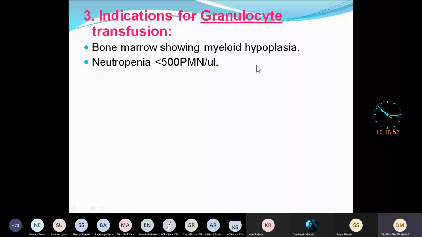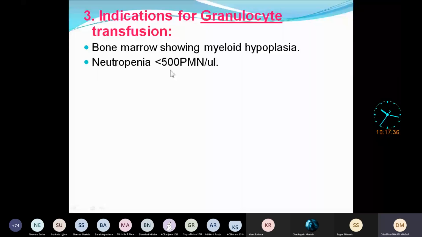And in case of neutropenia, whenever the neutrophil count is less than 500 PMN, polymorphonuclear neutrophils, the infection can be there, isn't it? So that person can have infections. That time we can give the granulocyte transfusion. Other indications are also there, but here you should know that myeloid hypoplasia means myeloid cells are not forming in the bone marrow, and then we'll give in case of neutropenia. Neutropenia can be there for various reasons. So just know neutropenia, less than 500 neutrophils per microliter.